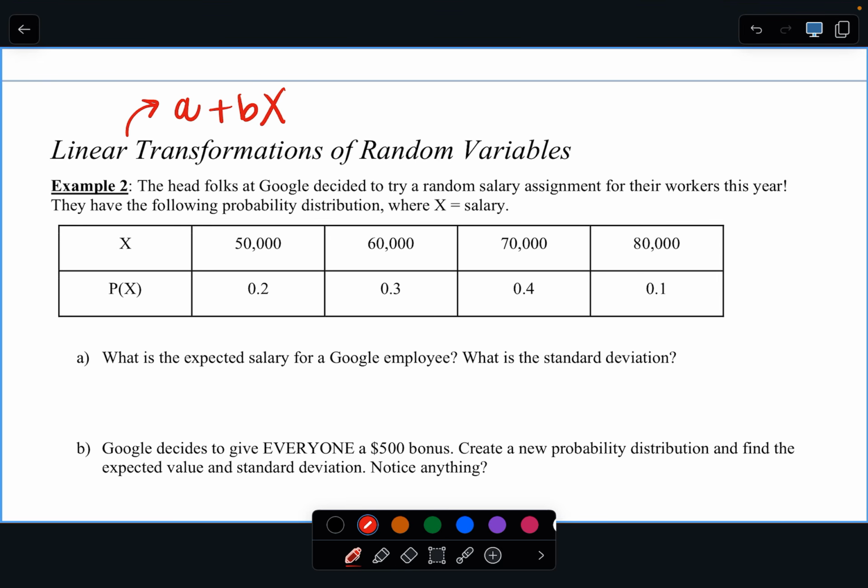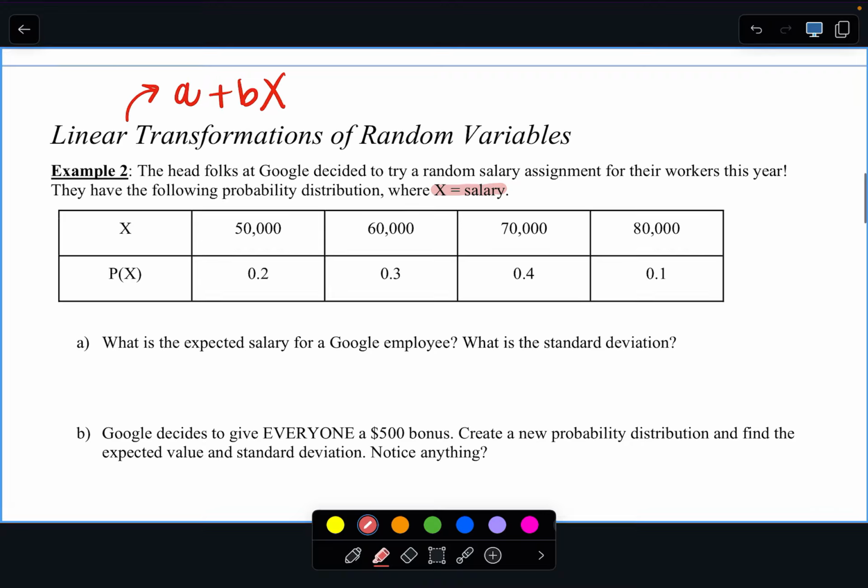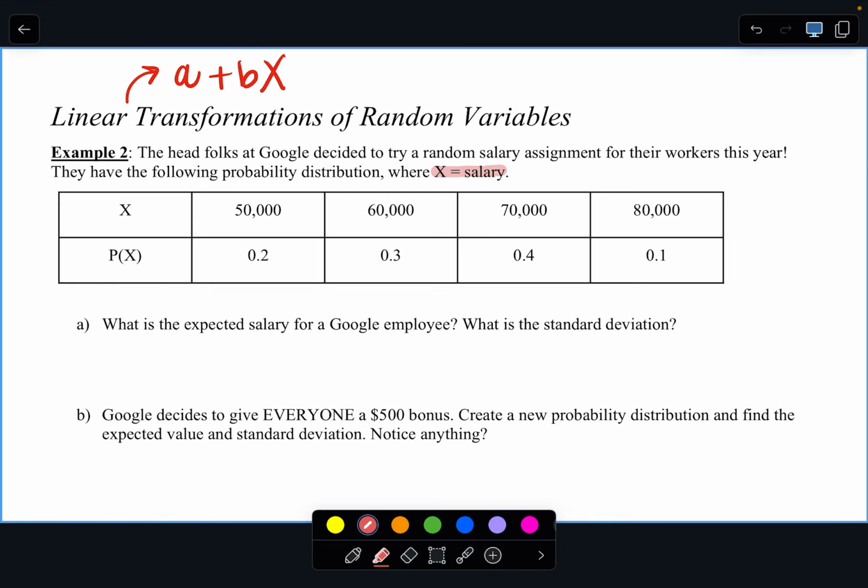So I have the head folks at Google decided to try a random salary assignment, and they said that they are going to have the following probability distribution where X represents the salary. So in this case, they're telling me what my random variable is. Now, in order to calculate the expected salary for a Google employee, what is the standard deviation?